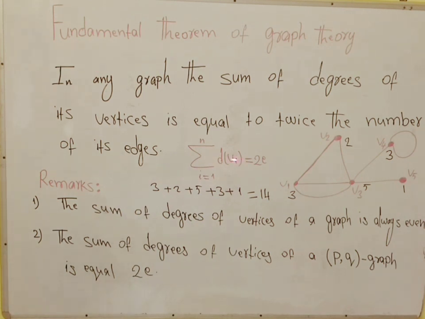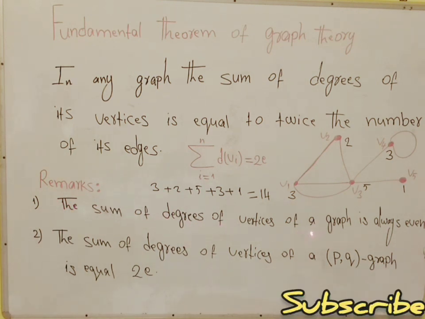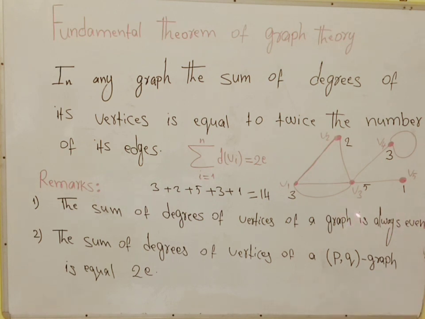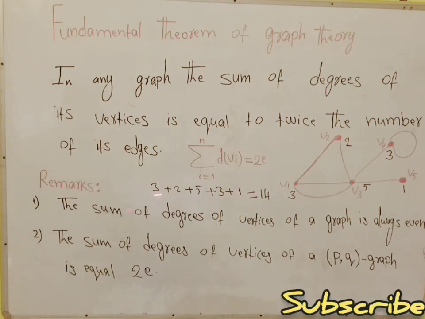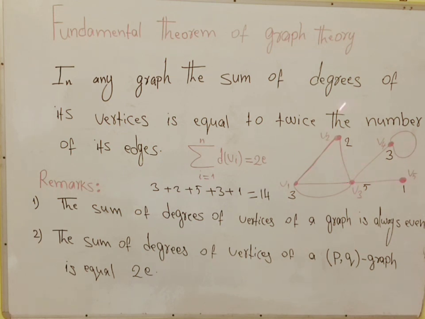Okay, let's go to the remarks. Here we have some remarks. The sum of degrees of vertices of a graph is always even. Always even. It means this summation, the sum of all the degrees of the vertices, will always be an even number, like 14, 16, 20, like this.